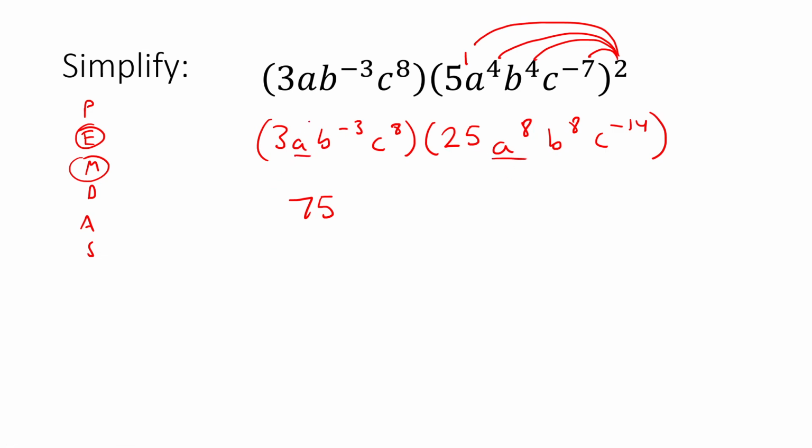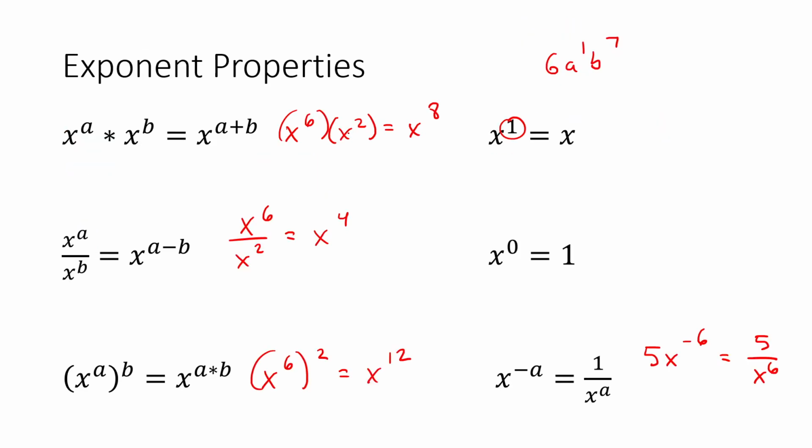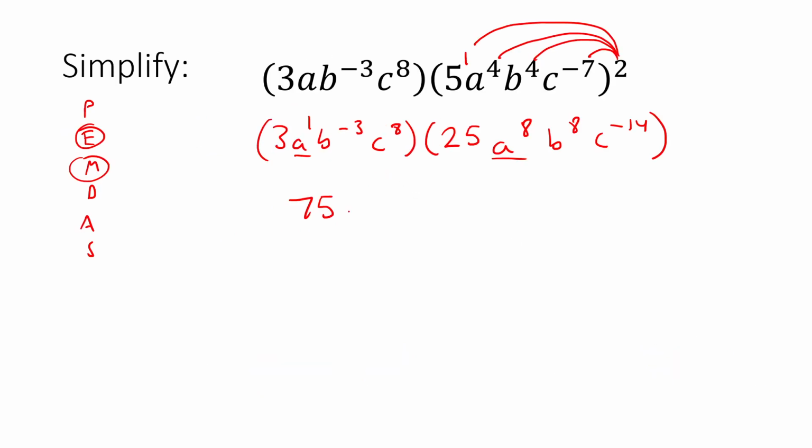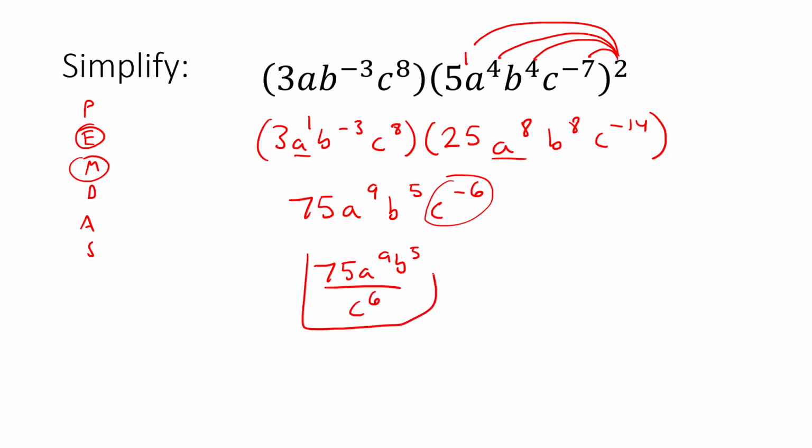Remembering that there's really a 1. And again, when we multiply, we add exponents. So this will be a to the 9th. And then doing the b's, negative 3 and 8 gives me 5. And then 8 and negative 14 gives me negative 6. The final thing I would ask, and on the quiz it would say, only leave positive exponents. So we're just going to bring this to the bottom. And that is our final answer.